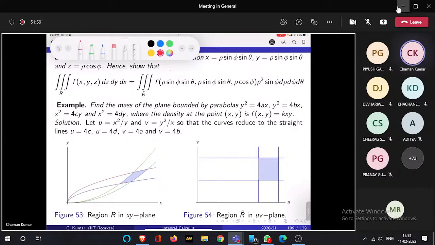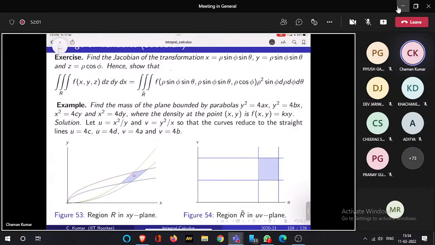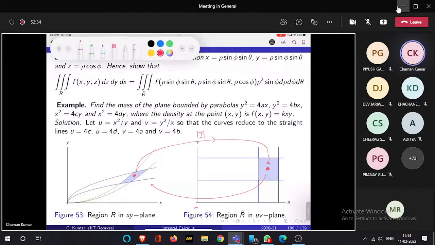Because if you take an infinitesimal area here, this infinitesimal area, these two should match. Okay? So to make them match, you have to multiply by a certain quantity, so that from here you can go to this one, and from here you can come to this one. Right, so that quantity is the Jacobian.